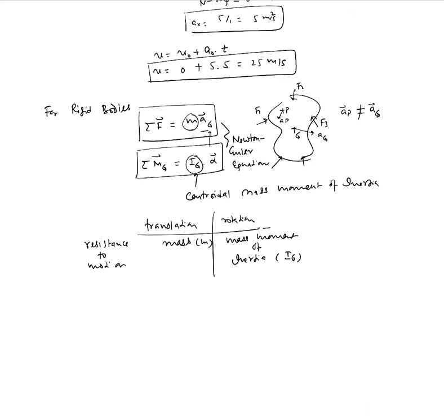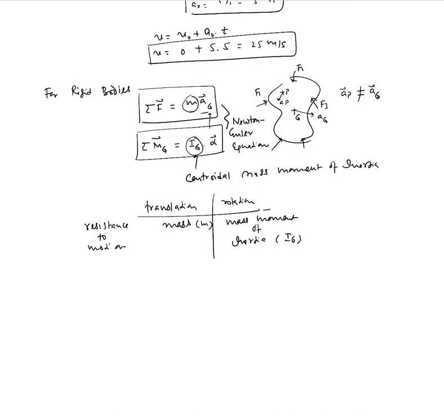Now, how do we really get I_G? In Mech 101 class, I_G will always be given to you. But in reality, I_G is defined as the integral of dm times r squared for a rigid body. So dm is an infinitesimal mass.